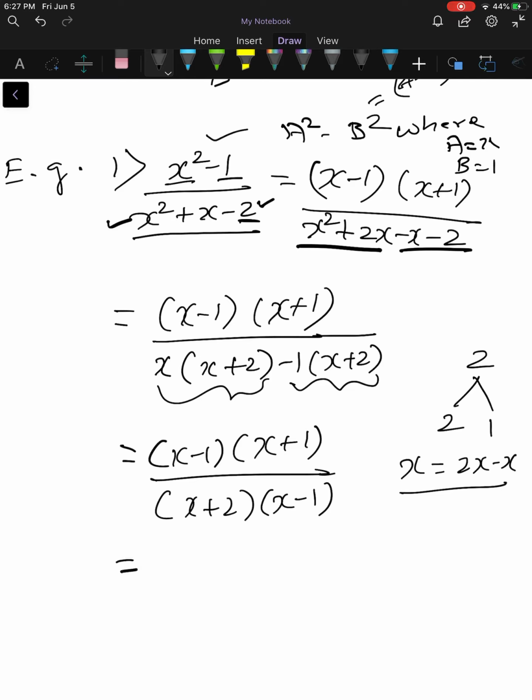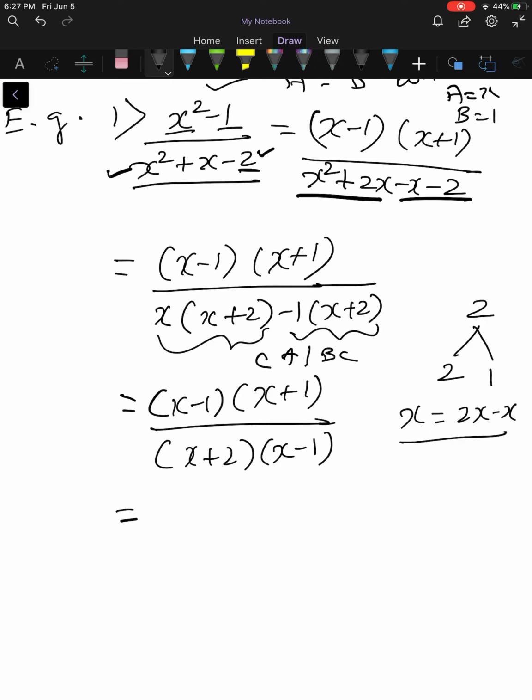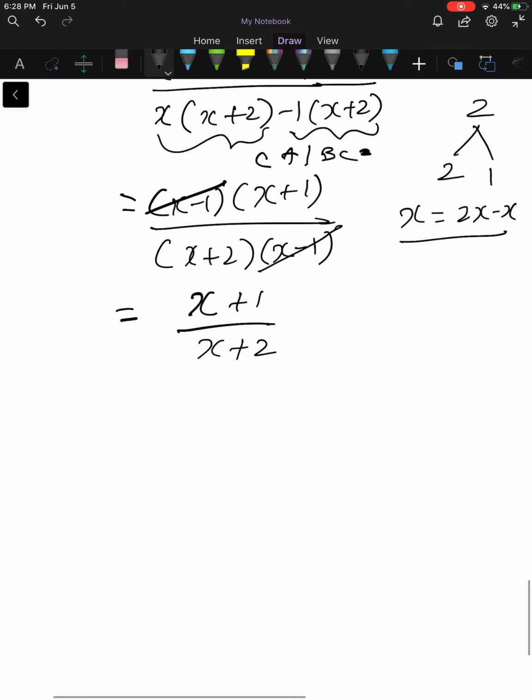Now you can observe common factors in the numerator and the denominator, that is x minus 1. But you can say this is of the form CA divided by BC. That doesn't matter because multiplication is commutative as far as you are working with the real domain or higher. You learned that in your review video. So you can cancel out C now. What is your C? That is x minus 1 and x minus 1. You are just left with x plus 1 divided by x plus 2.